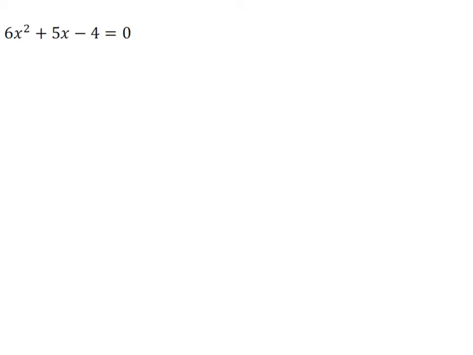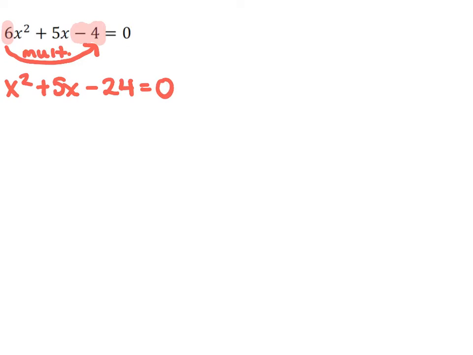In our first example, we have the equation 6x squared plus 5x minus 4 equals 0. The first thing you want to do is multiply the value of the first number times the value of the second number and bring it over to be the last number in the equation. So if I were to multiply the 6 times the negative 4, it would give me negative 24. Now when I do this, I rewrite this as just x squared plus 5x, and 6 times negative 4 gives me minus 24, and still set equals 0.